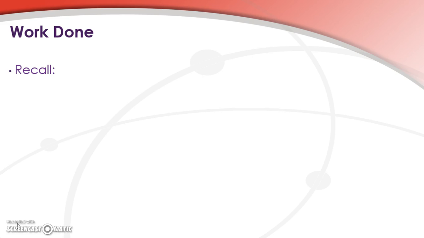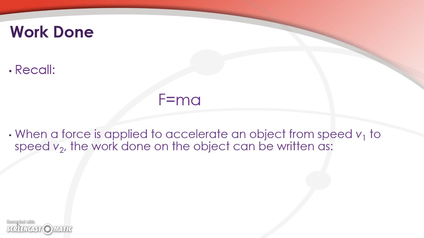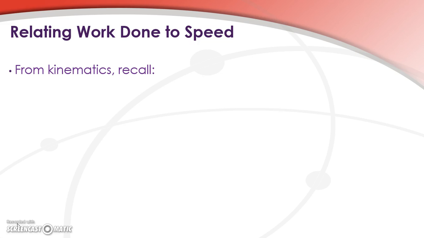Okay, so let's back up for a second and remember last unit. Force equals mass times acceleration. When a force is applied to accelerate an object from V1 to V2, the work done on the object can be written as force times delta D, but by substituting in mass times acceleration for force, we get work equals mass times acceleration times delta D.